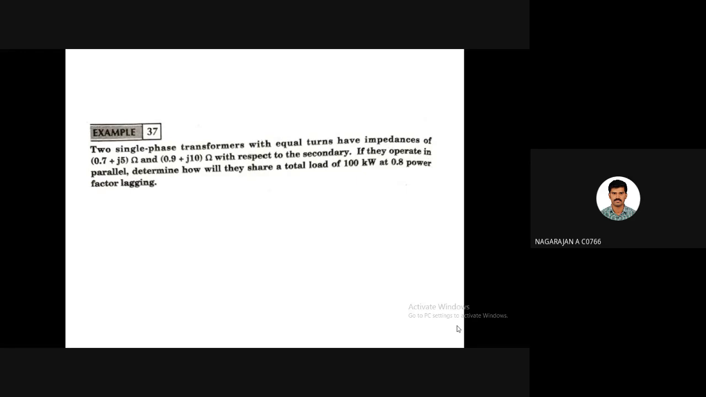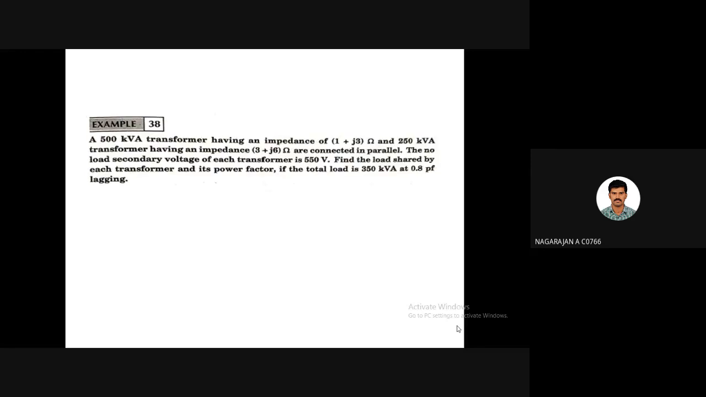Visible, sir. Okay. So the third problem, example 37: in the previous problem both the transformers were the same rated but had different impedance values. In this problem, we are going to couple two different rated transformers. The first transformer is of 500 kVA rating, and the second transformer is of 250 kVA rating. Their impedance values are also different: 1.1 plus j3 and 3 plus j6.